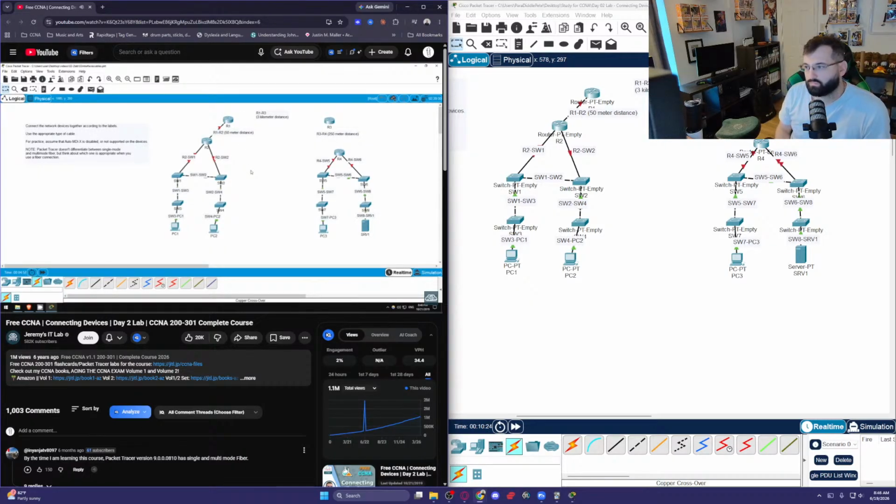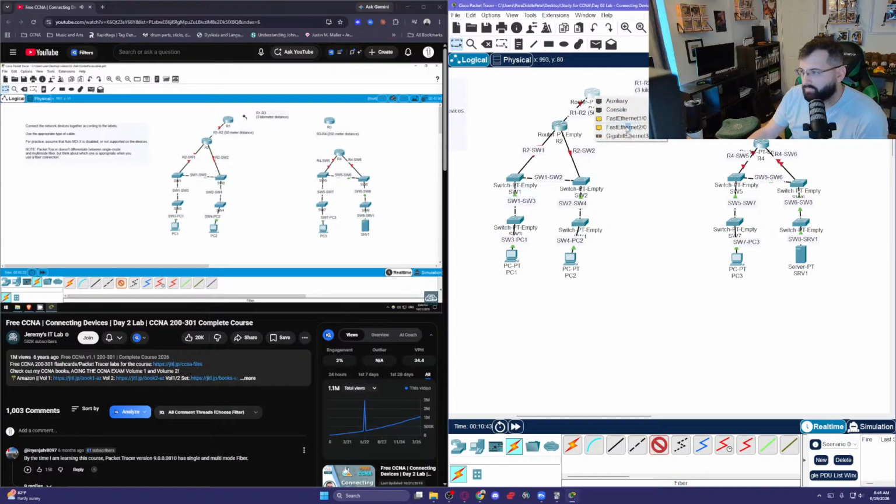R1 and R3 are 3 kilometers apart, so clearly we'll have to use a fiber optic connection here. Although Packet Tracer doesn't differentiate between single mode and multi-mode, which is appropriate here? Well, multi-mode fiber allows distances up to 550 meters, which is more than UTP, but not enough for this connection. Single mode allows much longer distances, 30 kilometers, 40 kilometers, even more. So in this case, we would use single mode fiber.